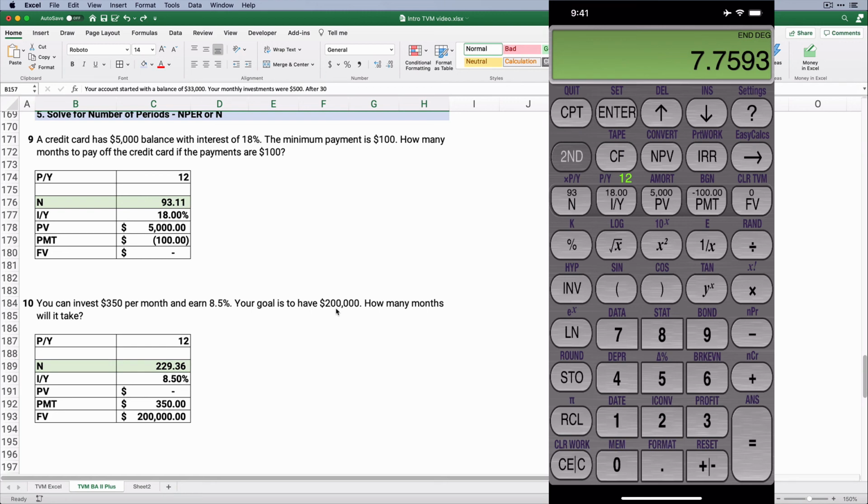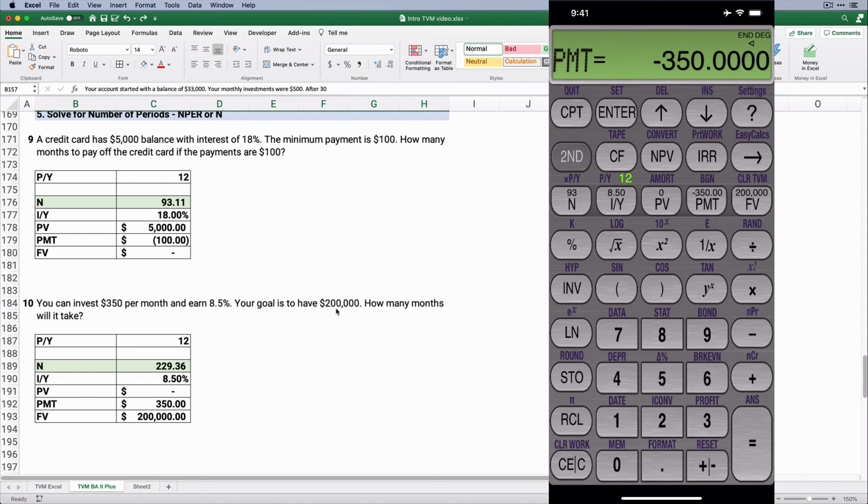Once again, this is a 12 periods per year monthly problem, so I already have the periods per year as 12. So I need to put in 8.5%. I need to put in a 0 present value. You're going to invest $350 per month, and you're going to end up with $200,000. Now on this one, here's what we need to do. We need to make 350 negative and put it in as payment. I've got a negative 350. I'm paying out of my pocket 350, and then it's growing to 200,000.